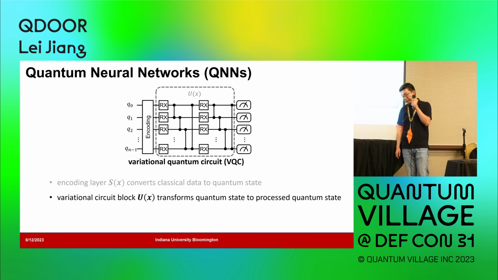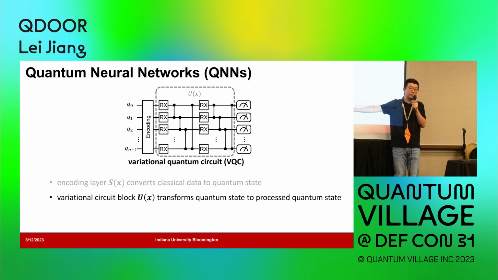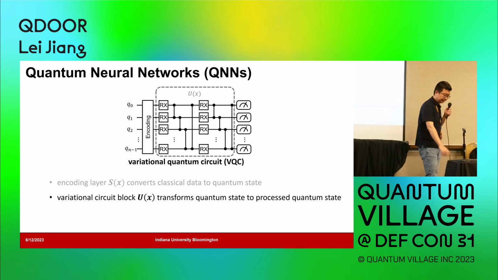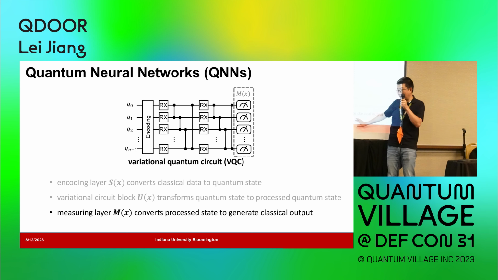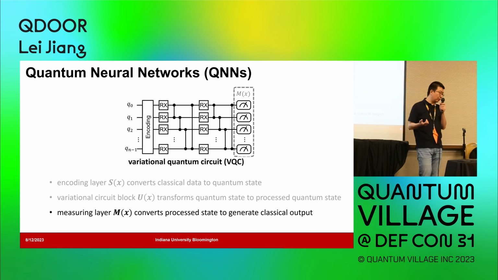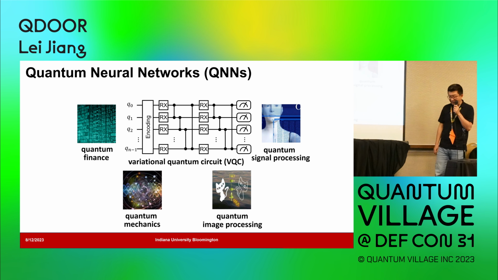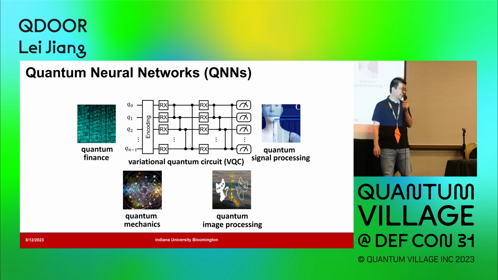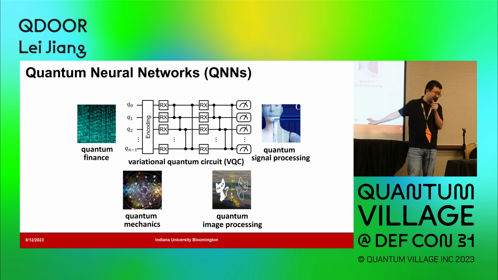And then we have a variational quantum block. This can develop the quantum state to some processed quantum state. And then finally, a measurement layer measures the processed quantum state. During the measurement, the quantum state will collapse to some classical output, either 1 or 0. You can use those 1 or 0 as the prediction or the classification. QNNs are very effective in solving some quantum-related problems, like quantum finance, mechanics, image processing, and signal processing.